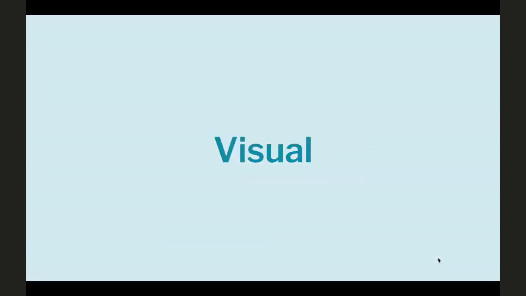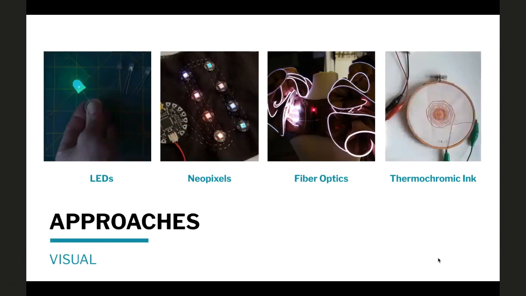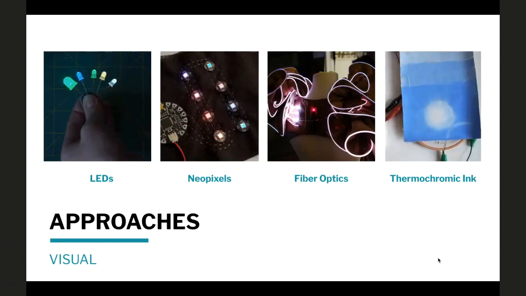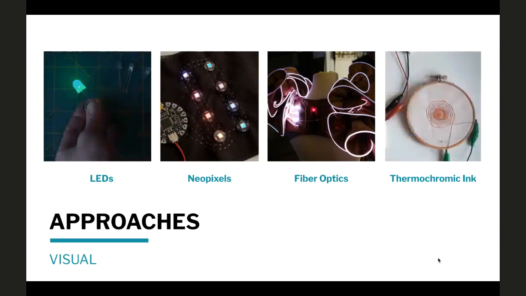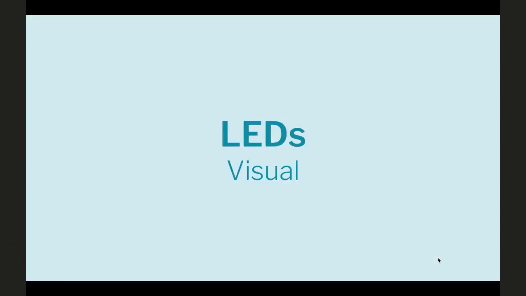So let's start with visual. I'm going to talk about four different approaches, or four different ways of thinking through adding a visual component to your wearable piece. The first is LEDs, and then NeoPixels, which is a type of LED. It's an LED, it's just programmable in a different way. Fiber optics, and then thermochromic ink. So first, we'll start with LEDs.